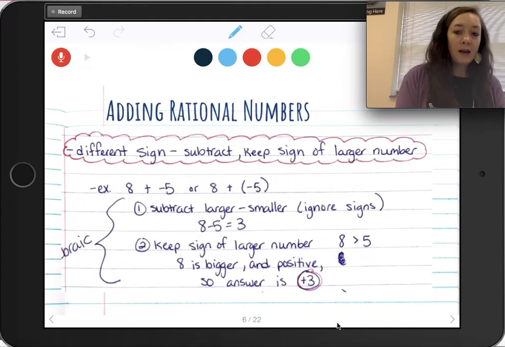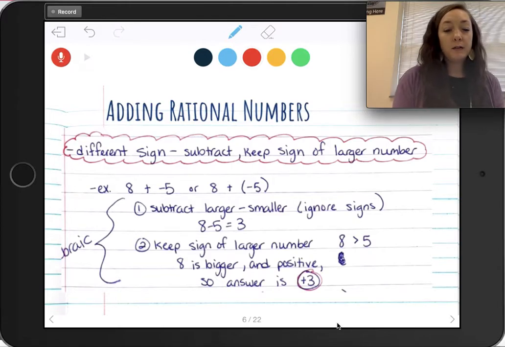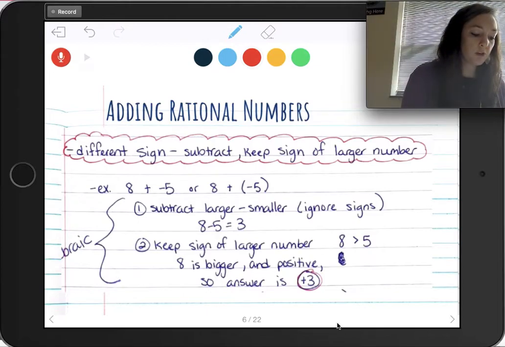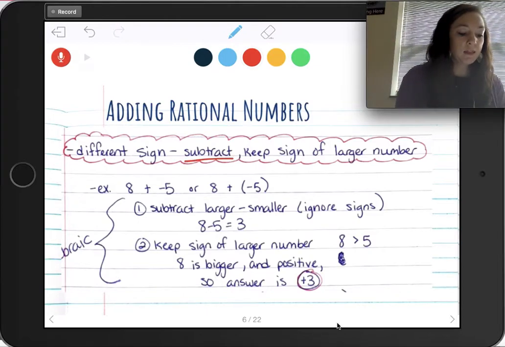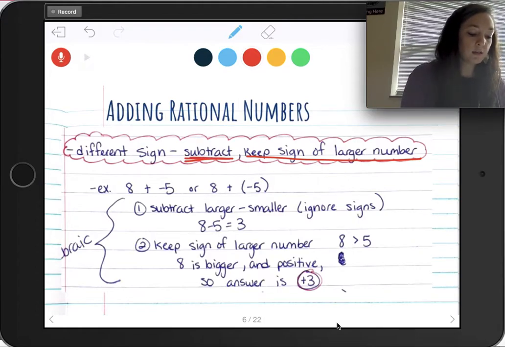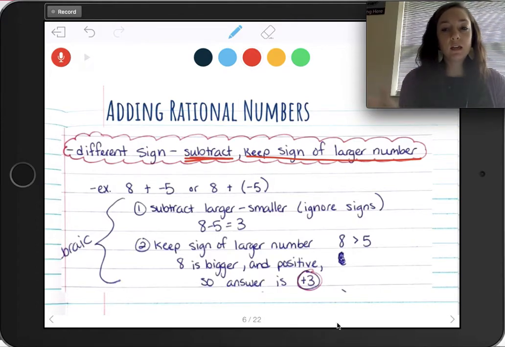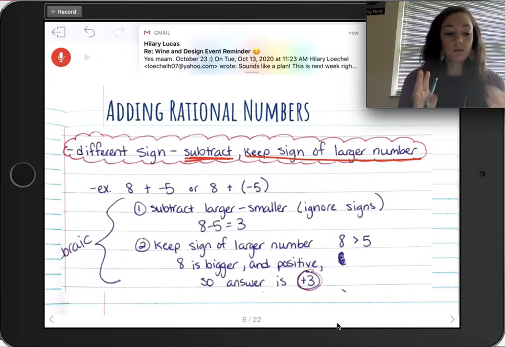Now, if we have different signs, we're going to do something a little different. I'll show you the example on a number line, but we're taking away and adding and doing something odd. So we're going to subtract our numbers, and then we're going to keep the sign of the larger number. Now, when I say subtract, I don't mean subtract the negative numbers and all that stuff. I'm saying subtract the digits, okay?